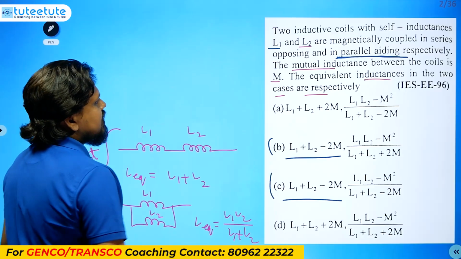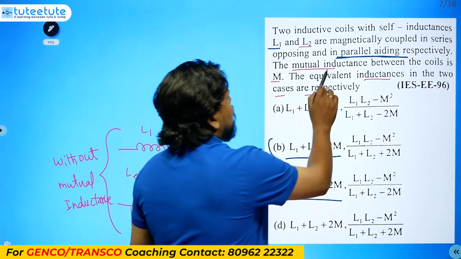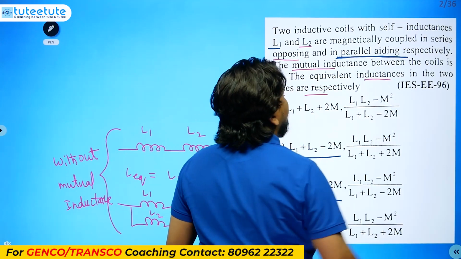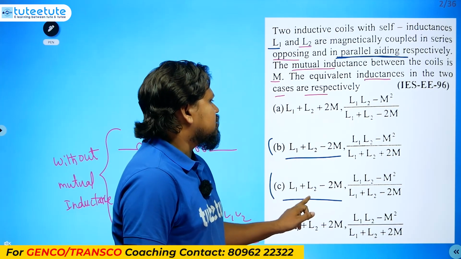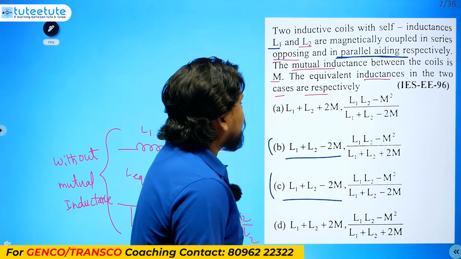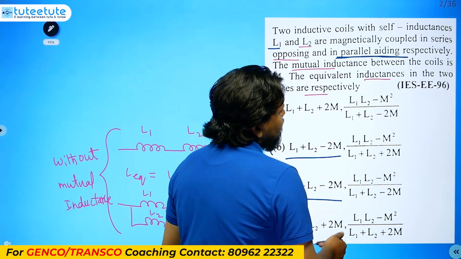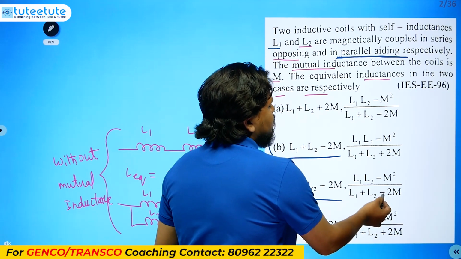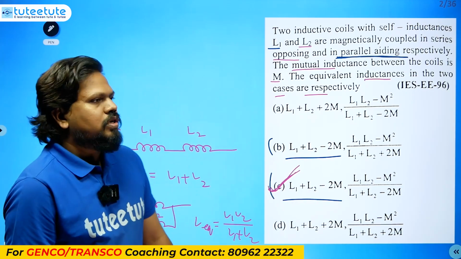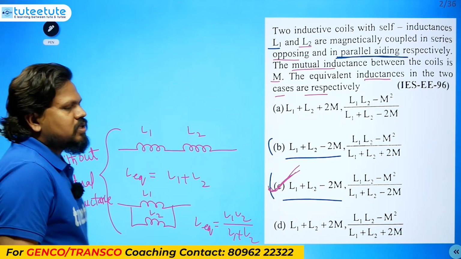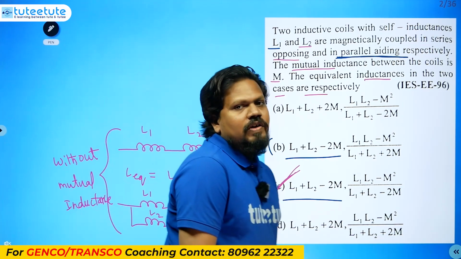So anyway, this is series opposing and parallel aiding. So either this option or this option for series opposing, then parallel aiding. What is parallel aiding? Aiding means the denominator must be minus. So option C is the correct one for us. Once you remember this concept, you will definitely not make a mistake again.